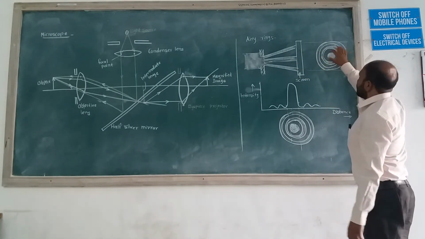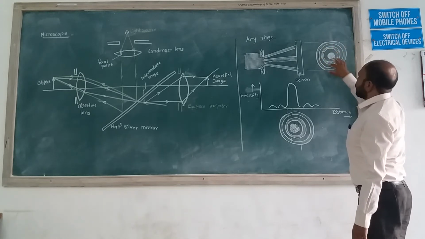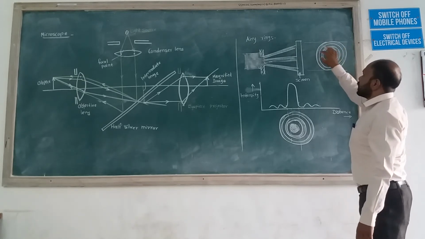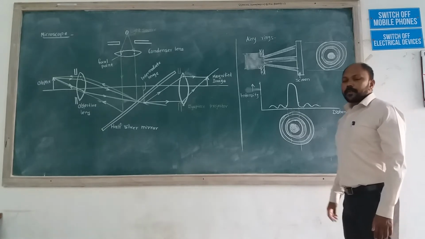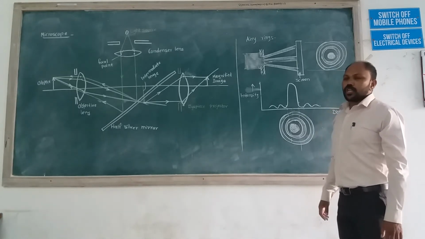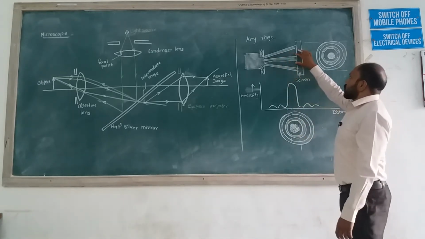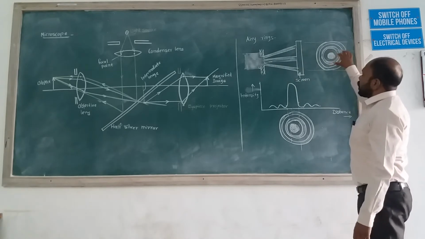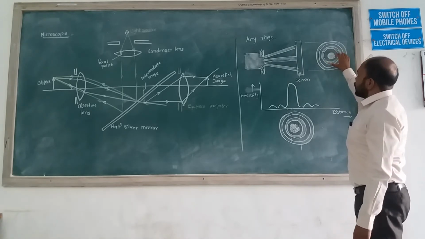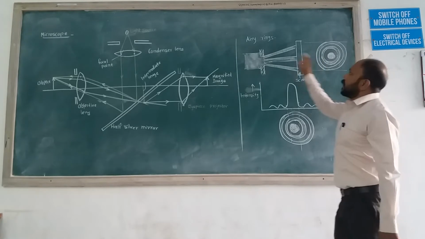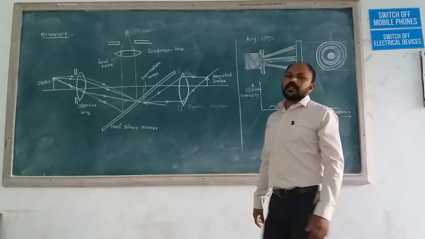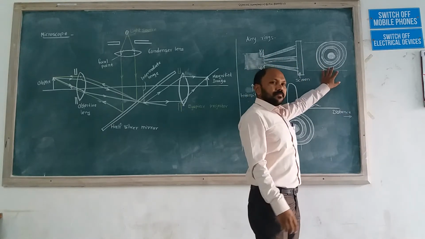Somewhat here black color is available, here black color is available, and light is available in these regions. Why does this happen? This is because of diffraction. So due to this diffraction, we get this type of image, and this ring-like image is called Airy rings.